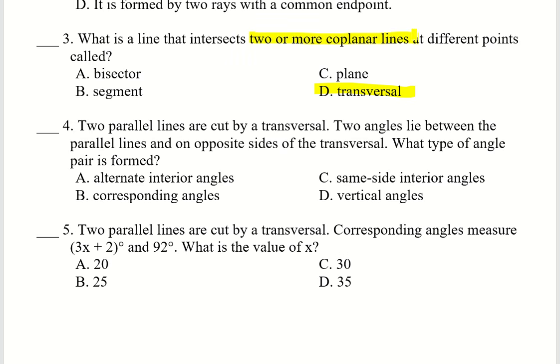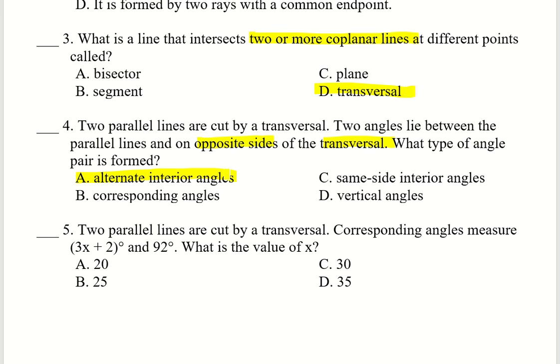Next, number 4, two parallel lines are cut by a transversal. Two angles lie between the parallel lines and on opposite sides of the transversal. What type of angle pair is formed? Okay, so for that one, that will be alternate interior. Ayan, so kapag nasa opposite ng transversal, yun po ay alternate.